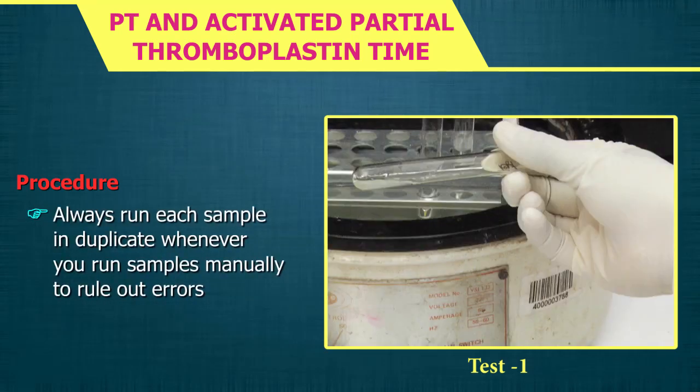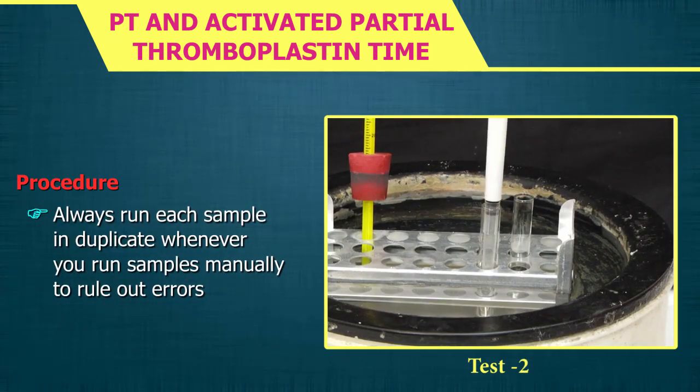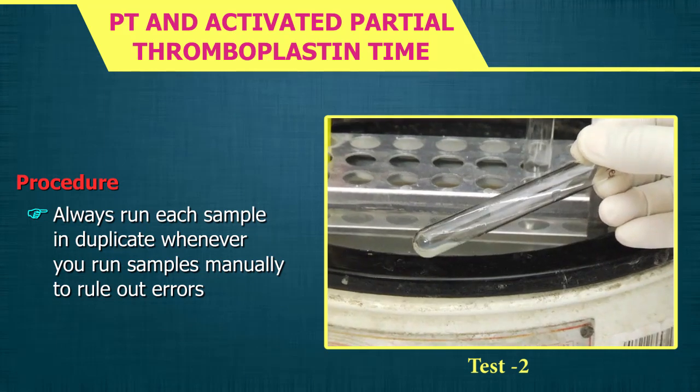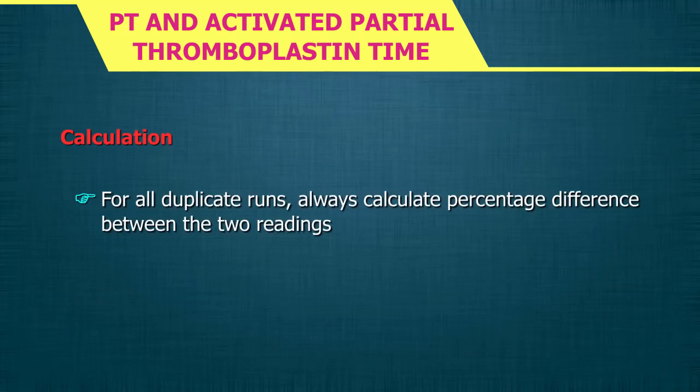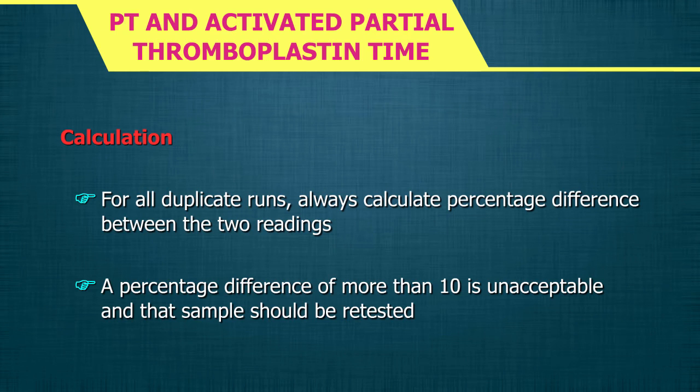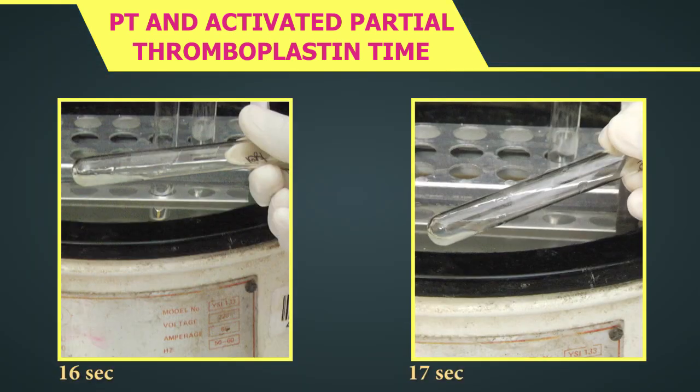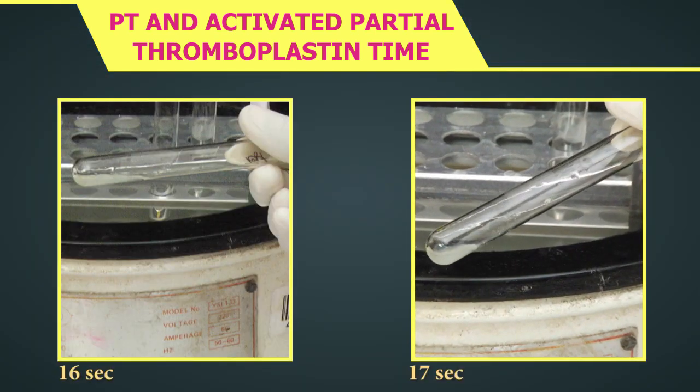Always run each sample in duplicate whenever you run samples manually to rule out errors. For all duplicate runs, always calculate the percentage difference between the two readings. A percentage difference of more than 10 is unacceptable and that sample should be retested. The test results for the duplicate sample run are 16 seconds and 17 seconds. The average of the two readings give the final value.